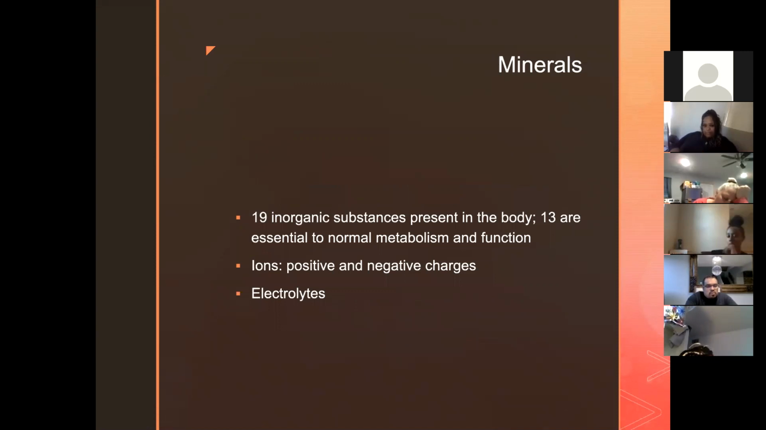Minerals. We'll talk about this real quick, and then I'll let you guys take a short break, and then we will come back for our little test there. Not test, assessment.